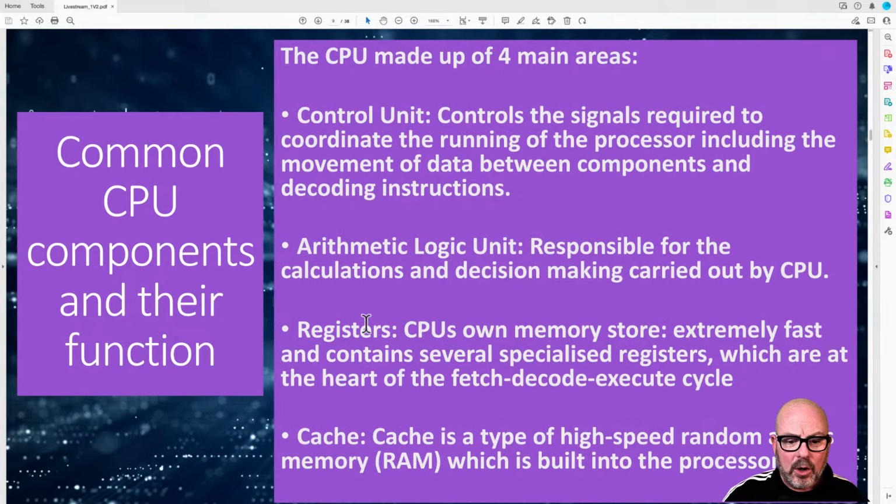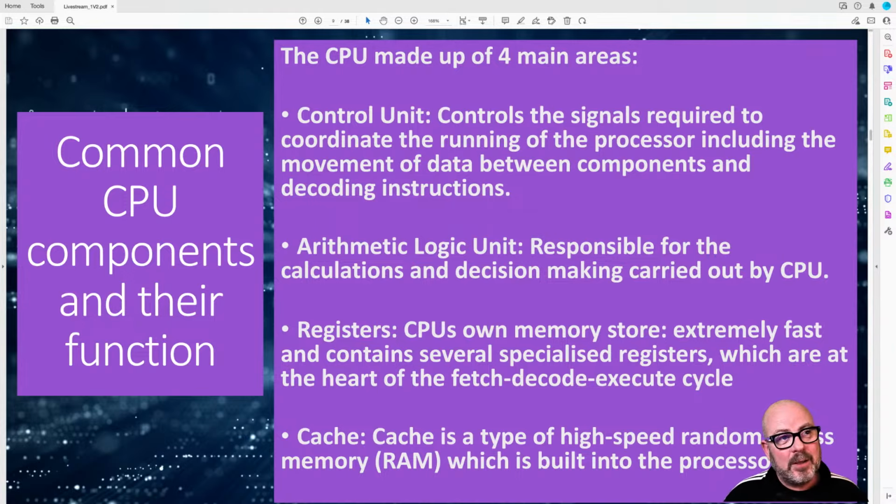Here we are. Right, here's a wordy bit for you. CPU components and their function. So you've got the control unit, which is like the boss. It's like the manager. It's the Jurgen Klopp. It's the Eric Ten Hag, or the Antonio Conte, if you want to lose constantly. It's the boss. It makes the decisions, and it controls the signals.